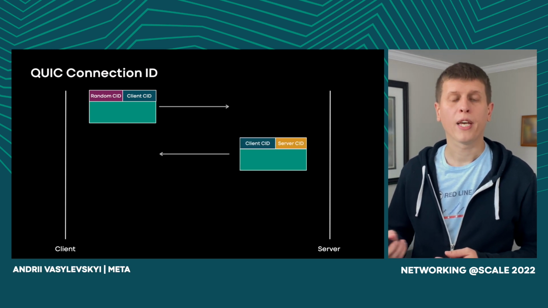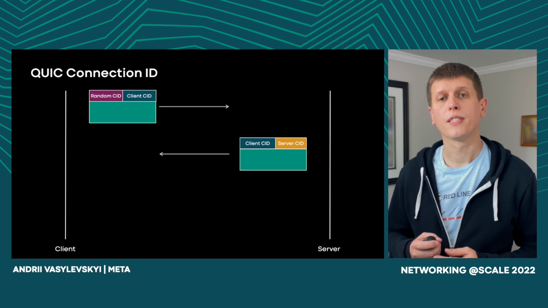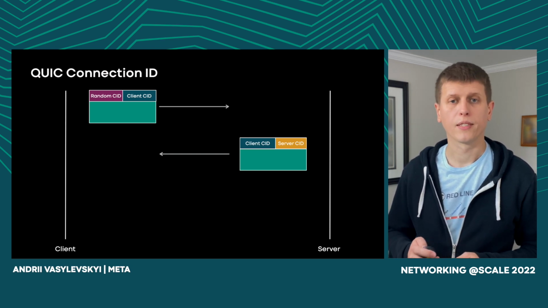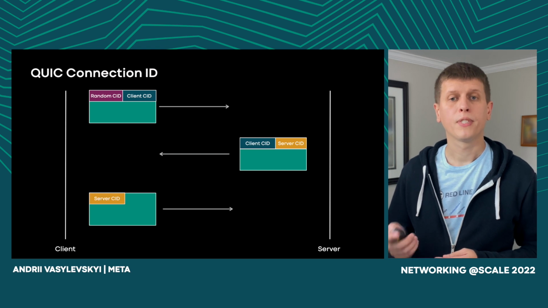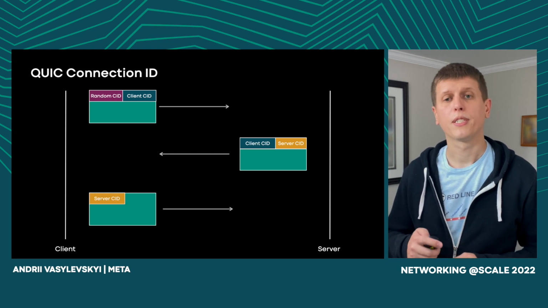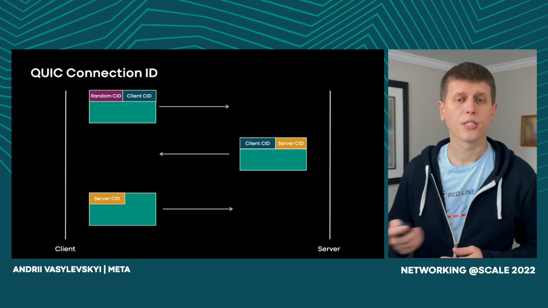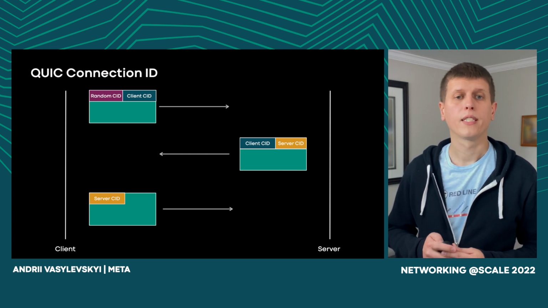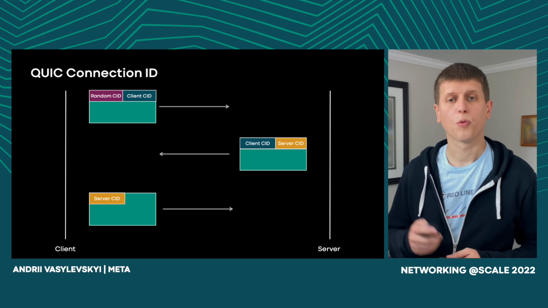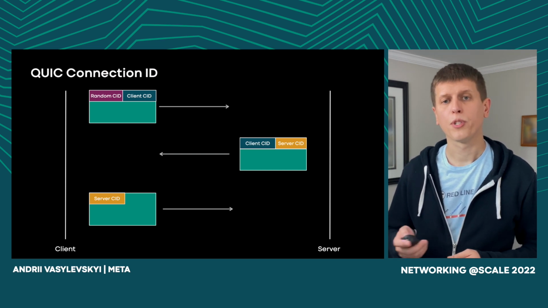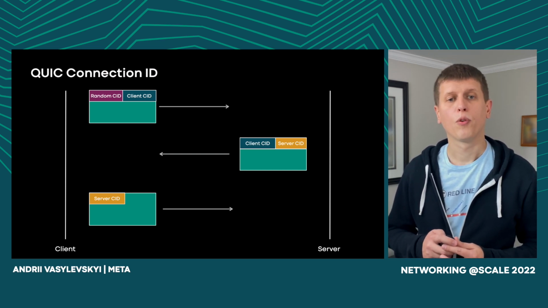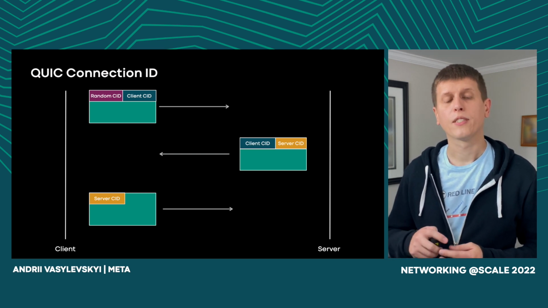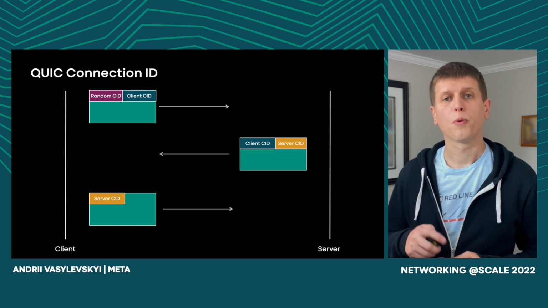On receipt of such a packet, the server generates its own connection ID and sends it back to the client. After receiving the server-provided connection ID, for all packets going forward, QUIC client is going to use that provided server ID. So the important point here is that for most of the packets of the QUIC connection, the client is going to send the value that was provided by the server.